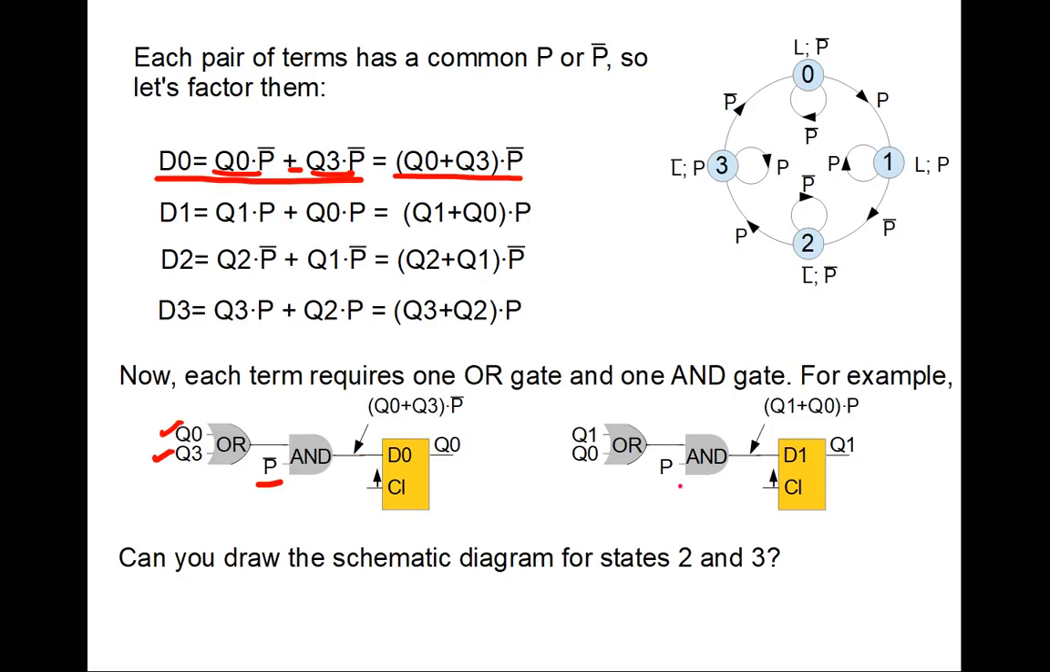We can do the same thing. This is producing D0. We can produce D1. I would like you to spend a few moments and draw the schematic diagram for state 2 and state 3, just to make sure that you understand how to do that.